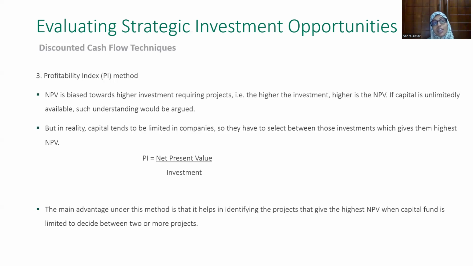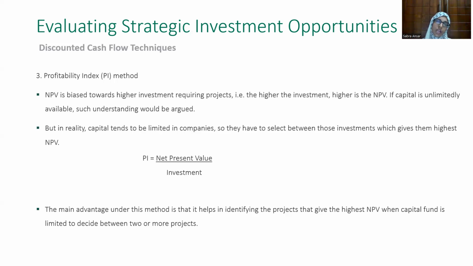So the main advantage of this profitability index is that it helps to identify the project that gives the highest NPV when capital funds are limited, to decide between 2 or more projects. So now let's say we have 5 projects that we are calculating NPV for, right? We do the discounted cash flow, obviously it's positive, and then we do the NPV. It's all positive, different amounts.